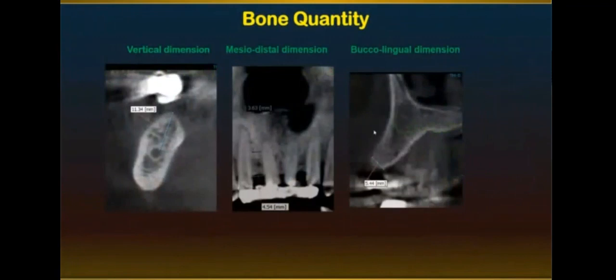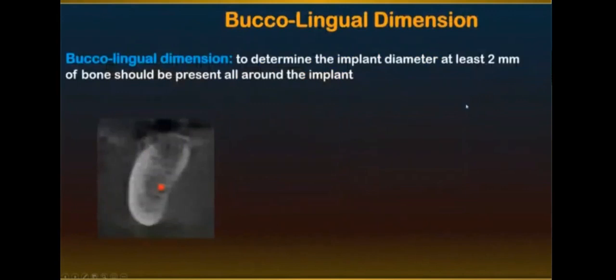The bone quantity. For any implant case, we need to check the bone quantity from 3 dimensions, which are the vertical dimension, the mesiodistal dimension, and the buccolingual dimension. So, which dimension should we start with? Now I need to get information from 3 perspectives. The first dimension I start to examine is the buccolingual dimension.